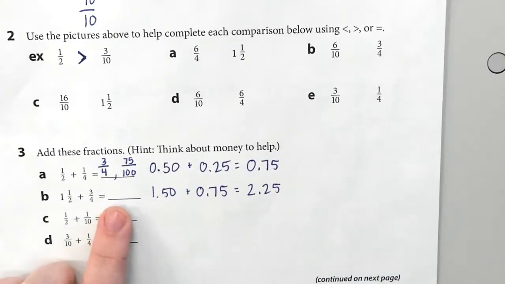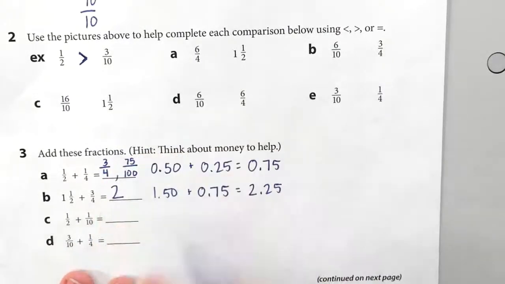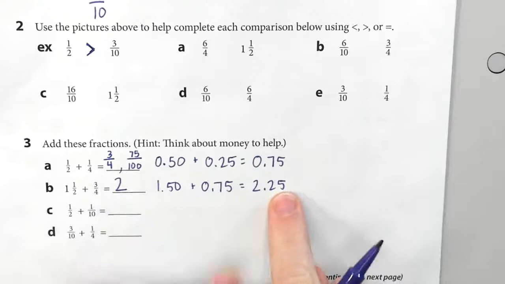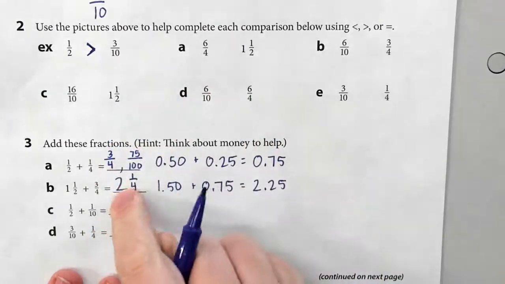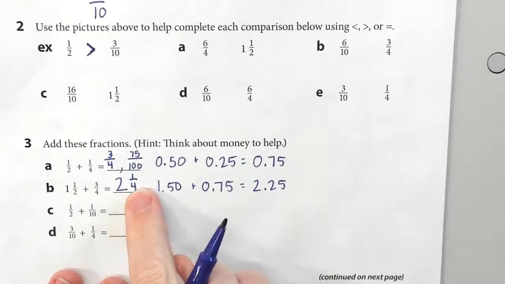$2.25, but now I got to change it back. How can I change it back? The 2 is still a whole 2. 25, how do I show 25 cents? 1/4. This is a mixed number. I have 2 whole dollars and a fraction of another.